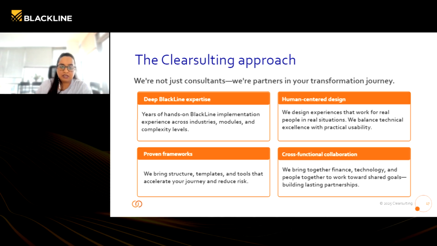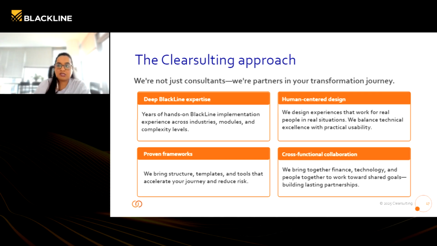But we have the deep BlackLine expertise. You can talk to anyone at BlackLine. They understand the value that we bring as an organization, and the way that we partner with clients is really meant to be harnessing the deep experience that we have in implementing BlackLine across various types of organizations. We have a very human-centered design. We like to connect with you on a personal level. We want to get to know who you are as a person, and that's the way that we want to treat the rest of your organization, specifically around change management and within the implementations that we do. We'll always try to keep a people-first, human-centered design, because that's how we operate internally at Clearsulting as well.